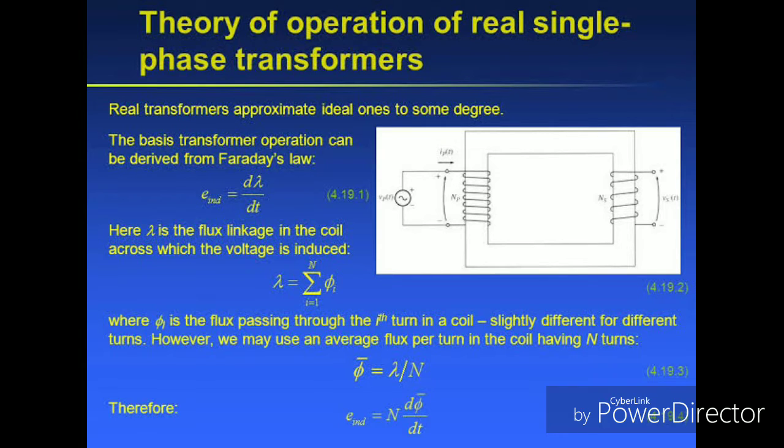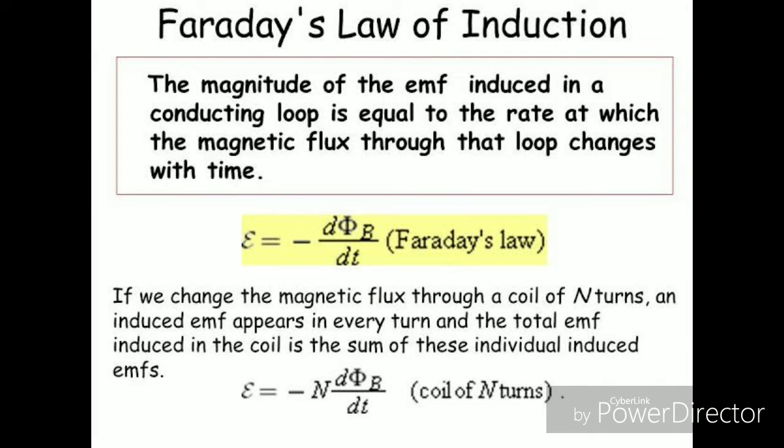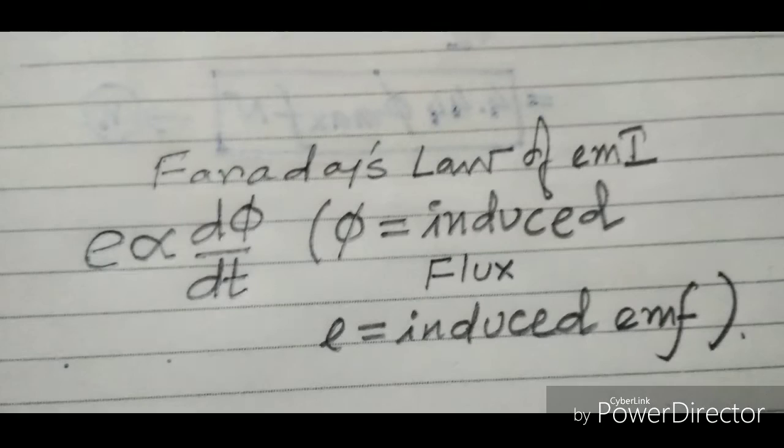A transformer mainly works on a basic law, that is Faraday's law. On your screen you see Faraday's law, E equals minus d phi by dt. So what is phi? Phi is the induced flux between the windings that we have seen in the transformer picture. And what is E? E is the induced EMF.